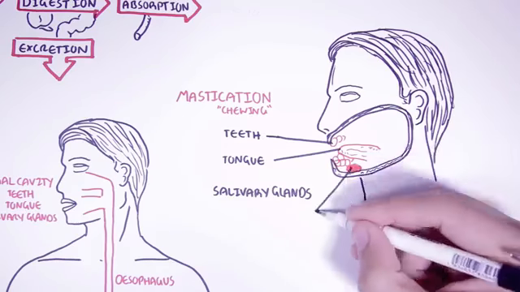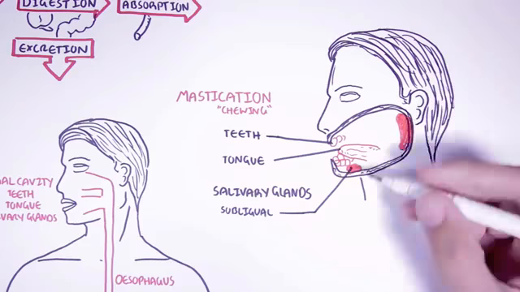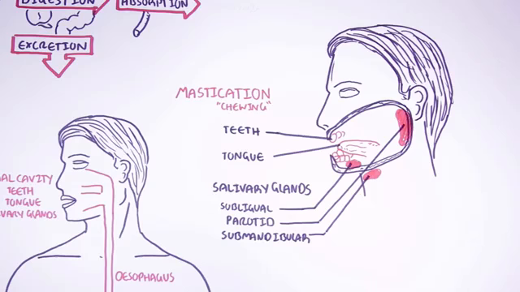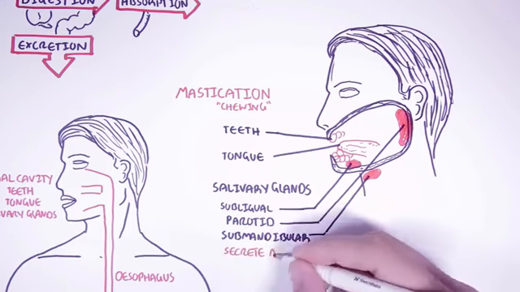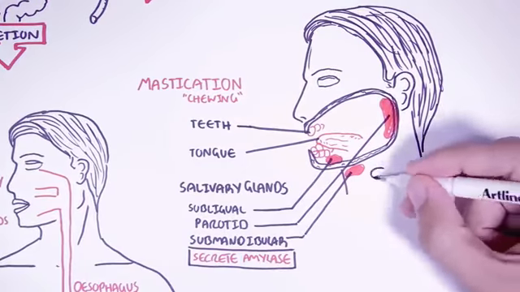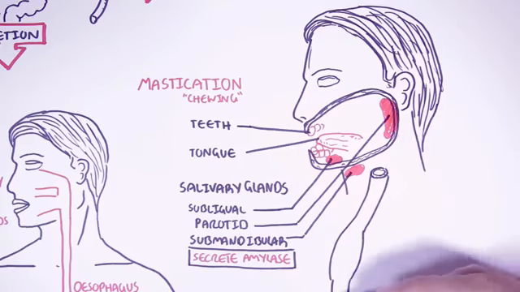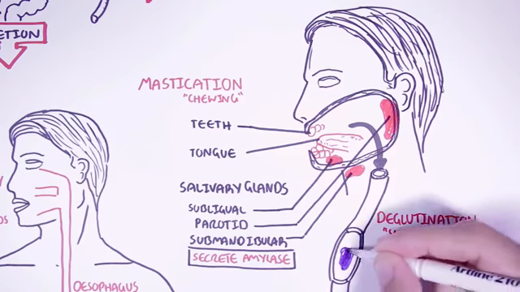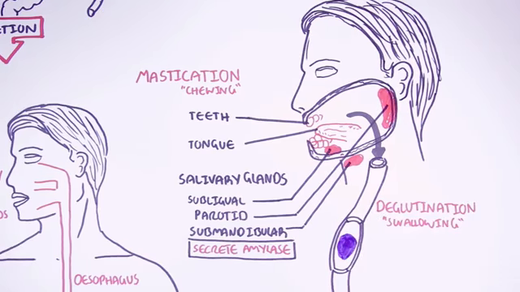There are three salivary glands: the sublingual, meaning below the tongue, parotid, and submandibular, which means below the mandible. The salivary glands also secrete an enzyme called amylase, which will initiate carbohydrate digestion. Once the food leaves the oral cavity in a partially digested form, it is swallowed, a process called deglutination. The food is actually now referred to as a bolus. The bolus, which means ball in Latin, is a mass of food that has been chewed up.